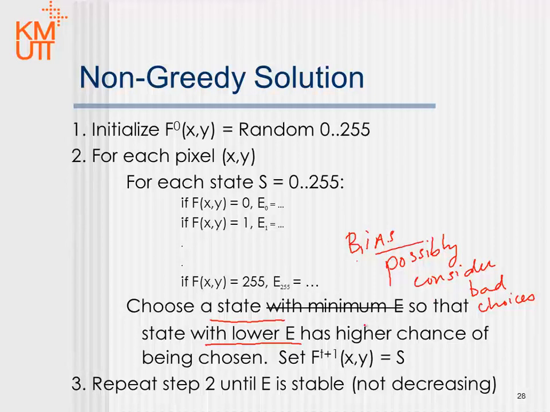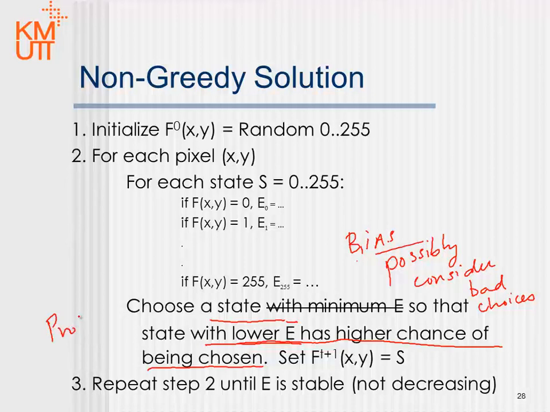So the way to do it is we will choose a state so that a state with the lower energy has a higher chance of being chosen. If the energy is lower, the chance that we choose it will be higher, that's all. But it's not that we always choose the lowest energy. So we're not choosing the lowest all the time, but we're biasing it so that if a state has lower energy it has a higher chance of being chosen, and a state with higher energy has a lower chance of being chosen as a solution.